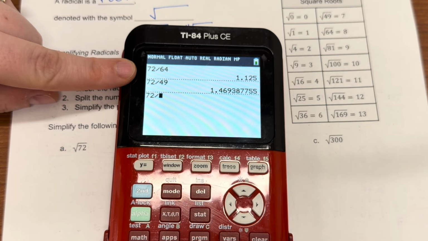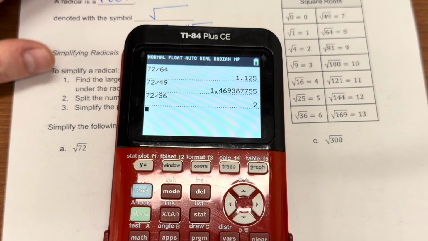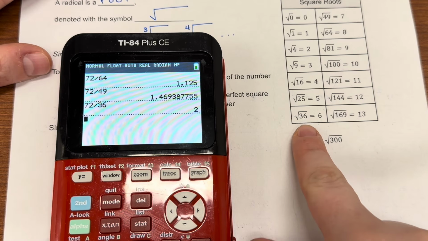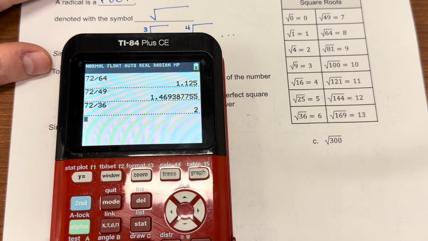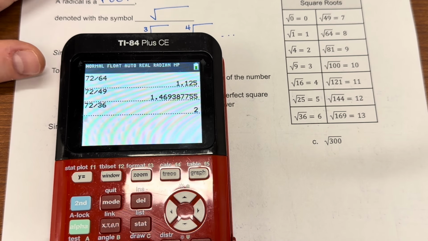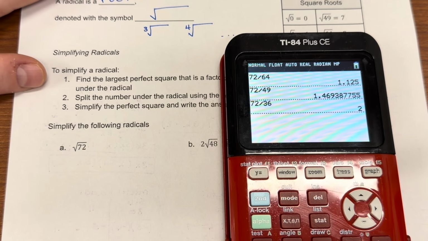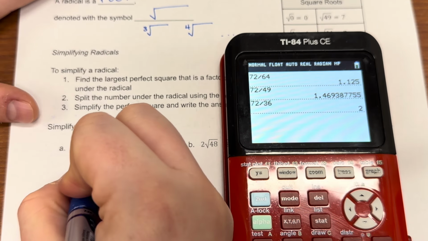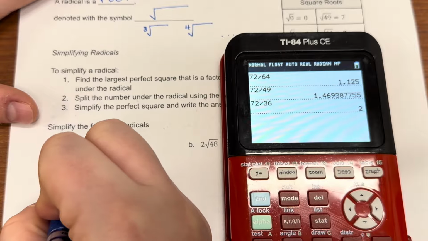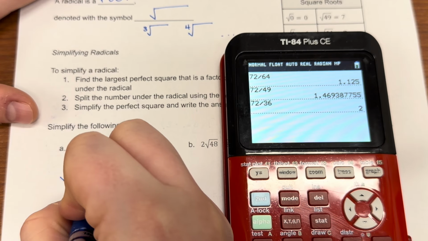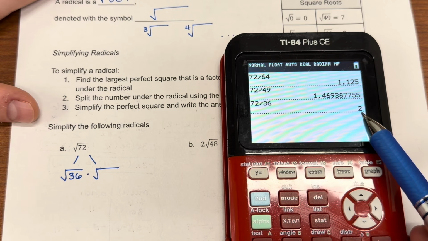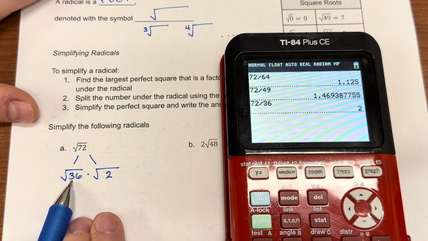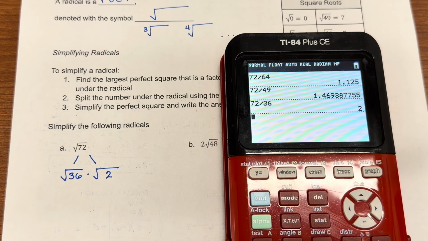72 divided by 36, that is a whole number, so that means we can use this perfect square to split up 72. And by the way, if you get all the way down to 1, then it doesn't split. It's already simplified. There's nothing more to do. So let's split this using the 36. Instead of square root 72, we'll write this as the square root of 36 times the square root of whatever we have over here, the square root of 2. So we've split this 72 into 36 and 2.